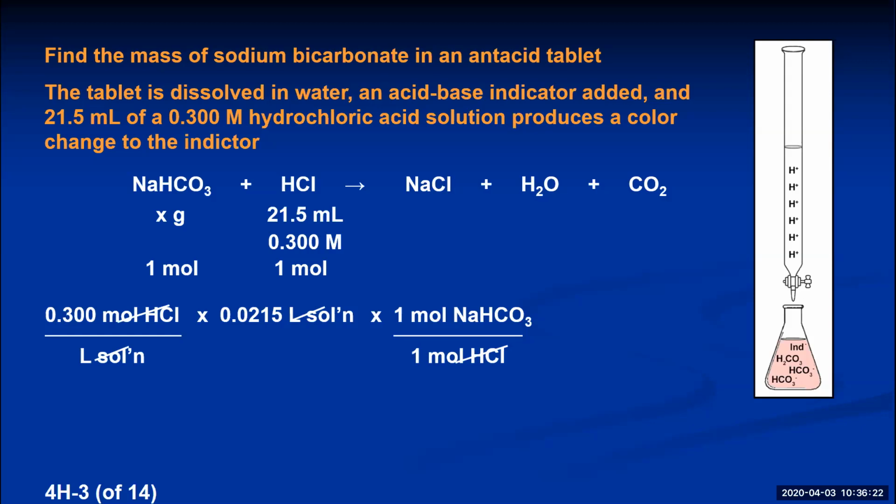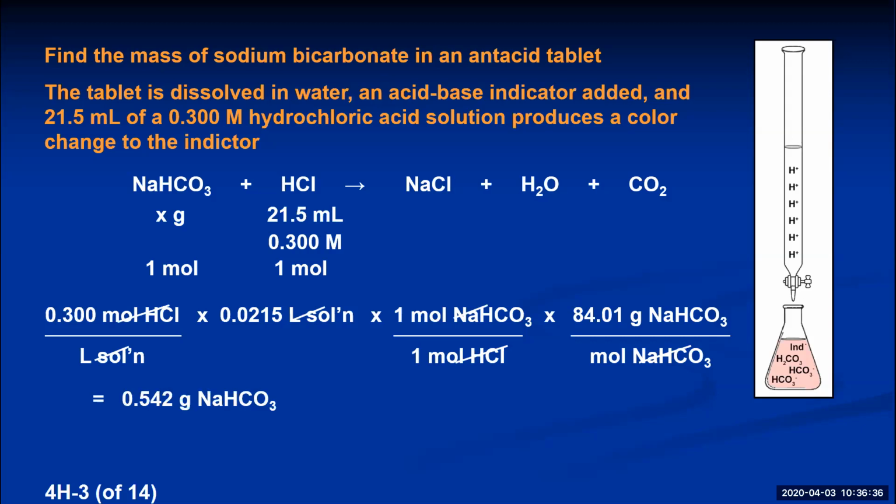If I now want my final answer to be in grams, I switch moles into grams by using the molar mass of sodium bicarbonate. And if I multiply it with the mole fraction of it on the bottom and the mass on the top, the moles will cancel out, and I will now have calculated how many grams of sodium bicarbonate must be in that antacid tablet. It's a little bit over half a gram.